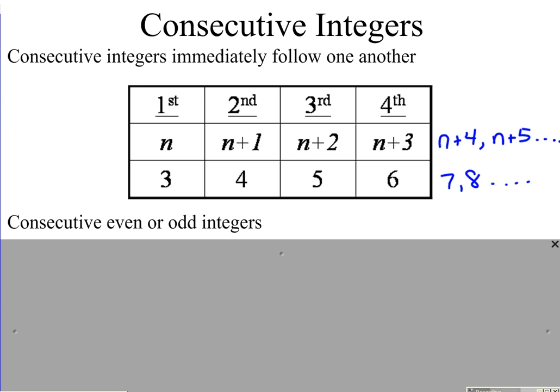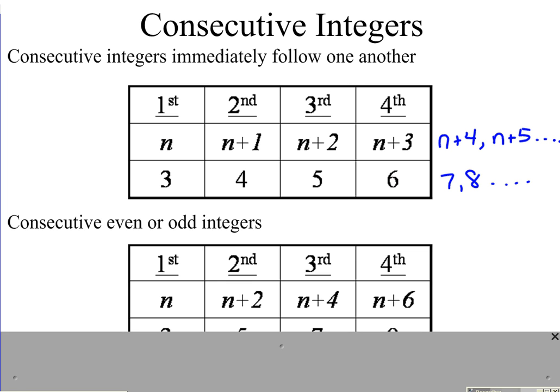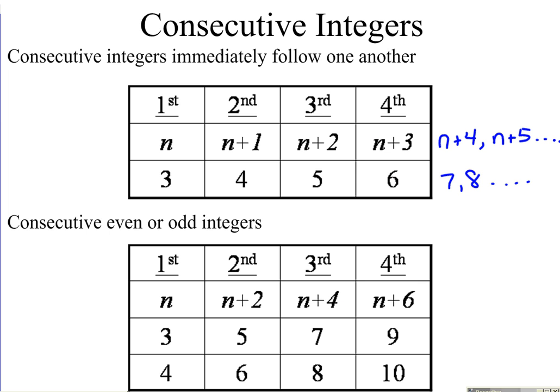Consecutive even or odd integers. A little bit different now. With consecutive integers, to get to the next integer, we just add 1. If we start with an even number and I want to know the next even number after that, we can't add 1 because that would be an odd number. We need to now add 2. Likewise, if I want consecutive odd integers, start with an odd integer. Let's say 5. What do we add to 5 to get to the next odd integer, which is 7? We add 2 to that as well.